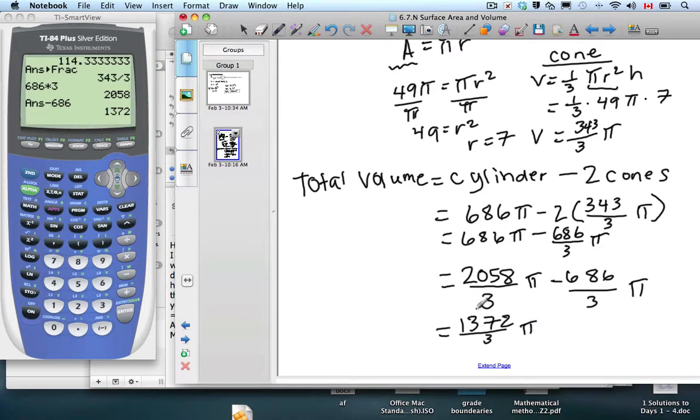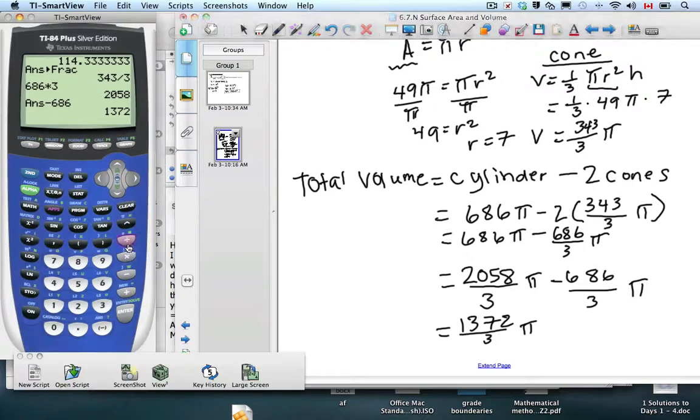I wonder if that divides nicely by 3. Let's see. No, not nicely. Let's change it to a fraction. That's a good trick. Whoever taught you that, really smart. Dang, it's already the same thing reduced.